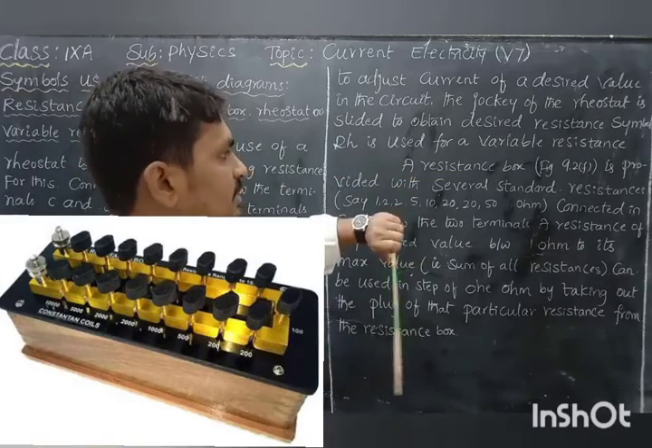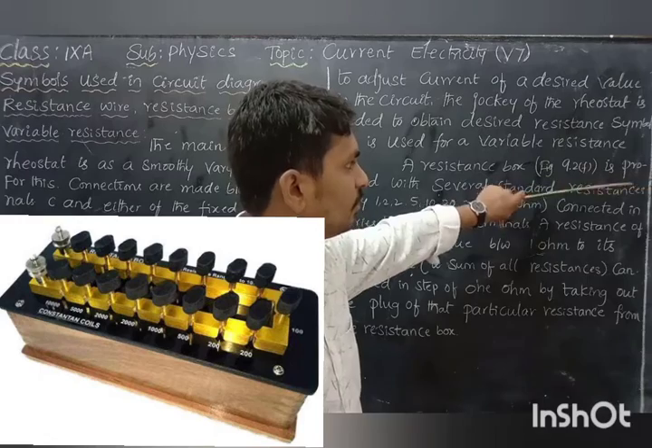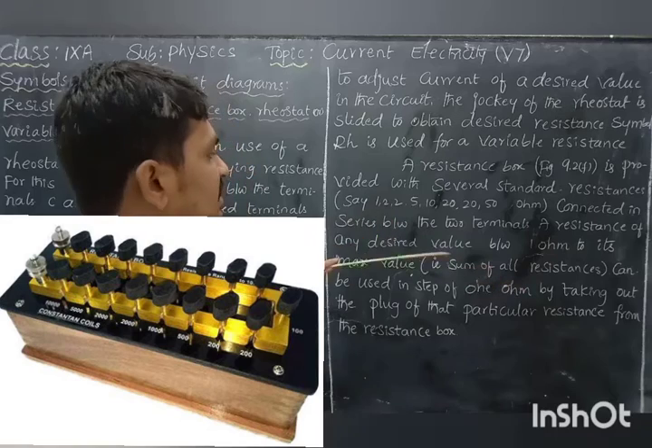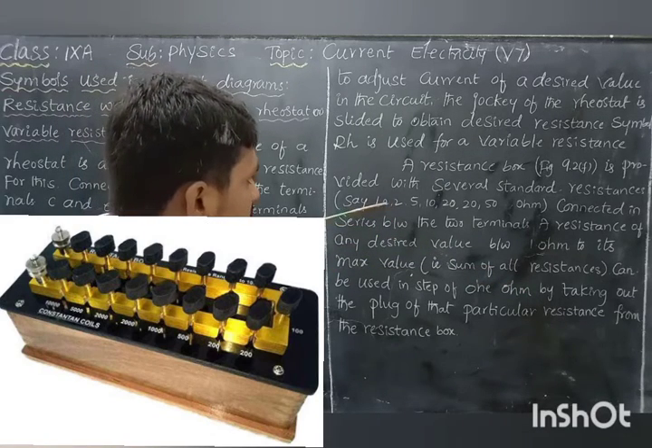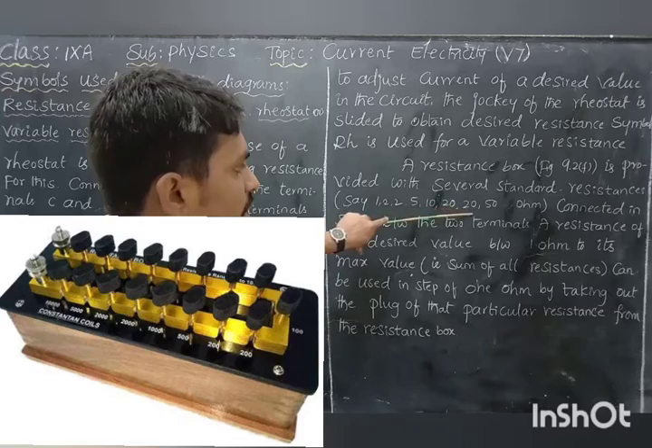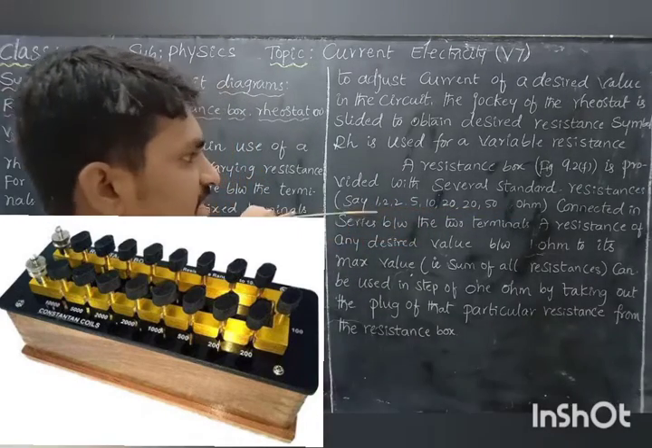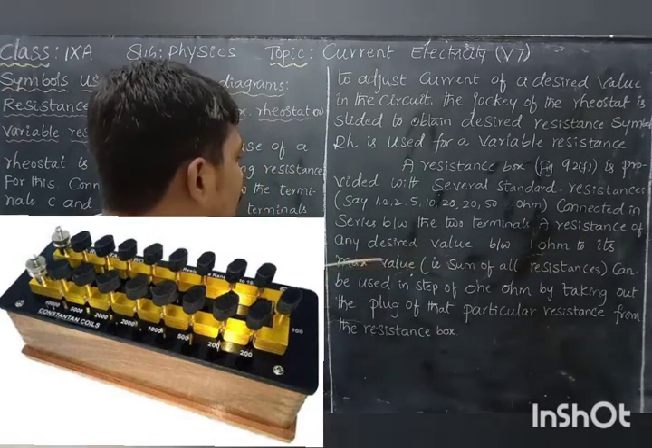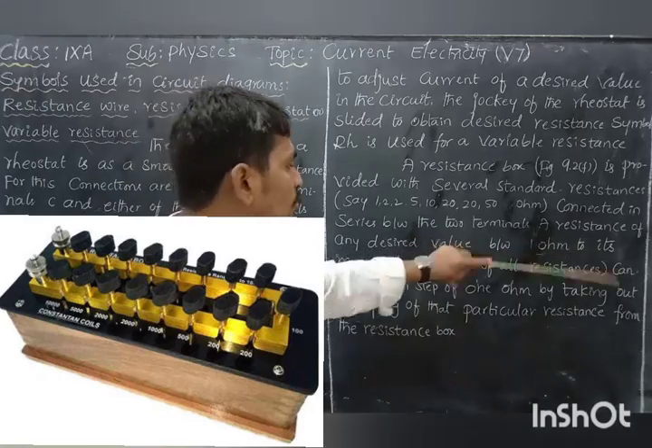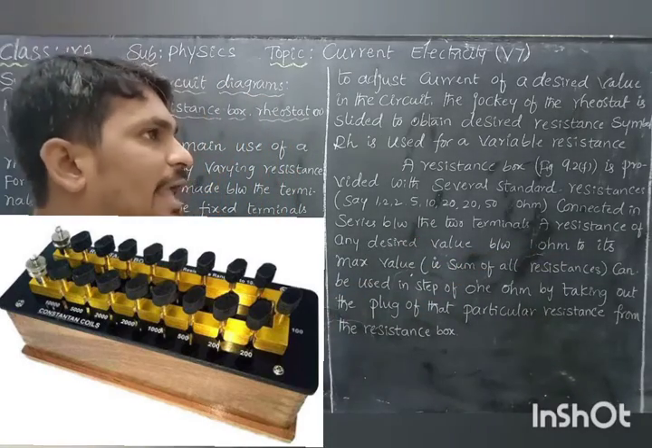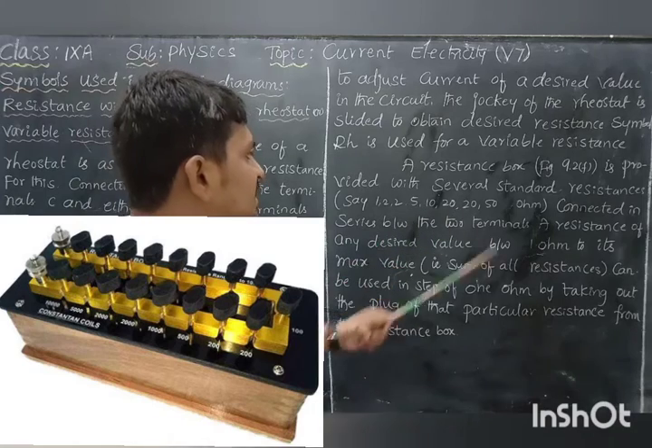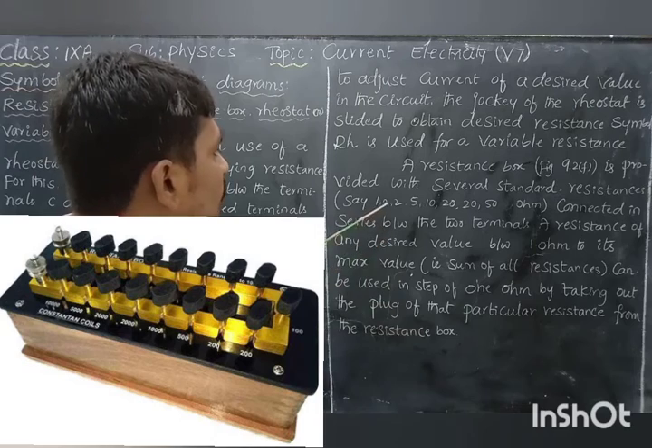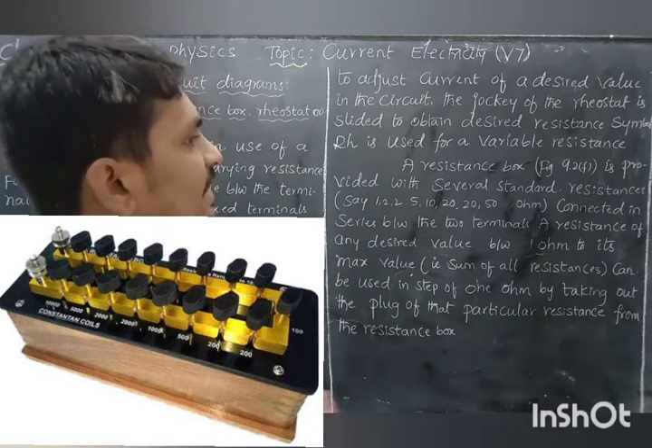Next, a resistance box, figure 9.2F. See the diagram in the textbook. It is provided with several standard resistances, say 1 ohm, 2 ohm, 3 ohm, 5 ohm, 10 ohm, 20 ohm, 20 ohm and 50 ohm. These are the fixed resistances. They cannot vary. Connected in series between the two terminals, you can get a resistance of any desired value from 1 ohm up to its maximum value. You can connect all of these resistances, or if you want, suppose, 4 ohms, what will you do? If you join 2 ohms and 2 ohms in series, you will get 4 ohms.